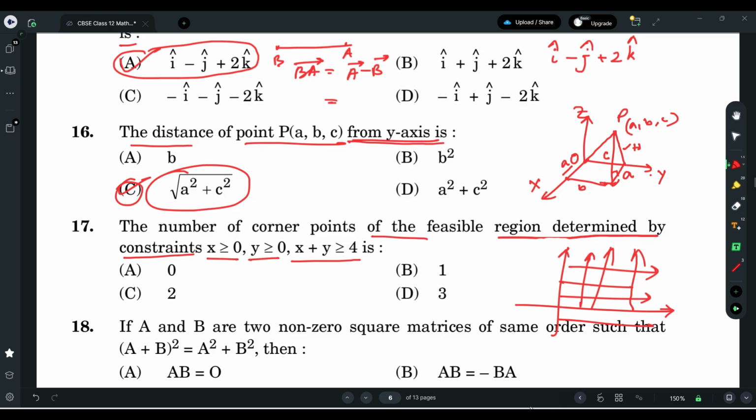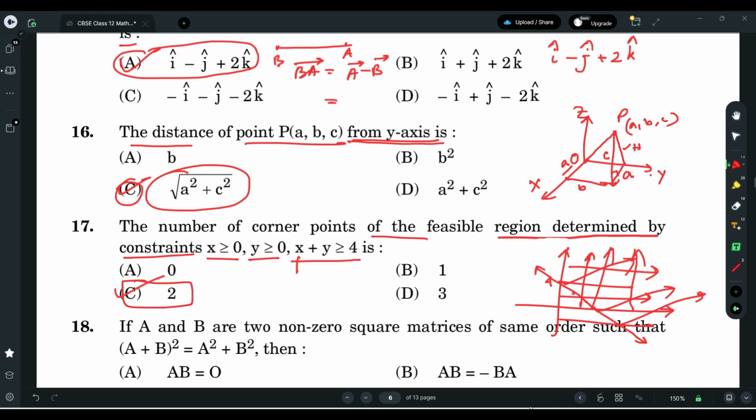That means, when x is 0, y is 4. Let us take this as the point 4. And when x is 1, y is 3. So this is the point (1, 3), and like this. So this line is like this, and greater than 4 means this is the feasible area. So the corner points: here is 1, here is 2. Okay, so that means the answer is 2.